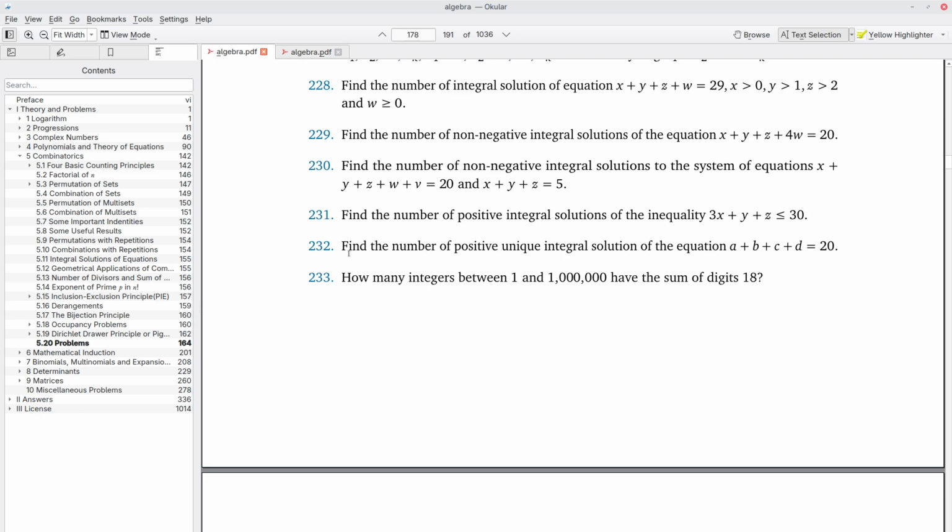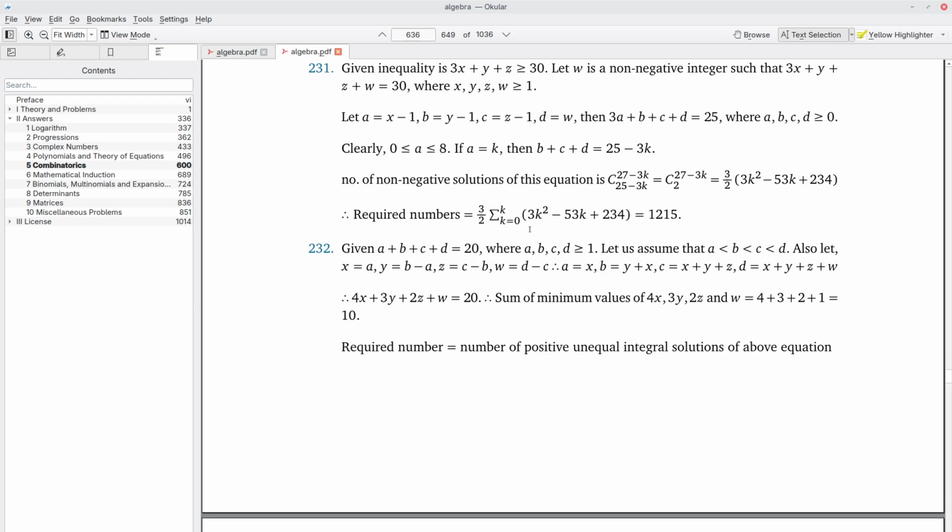Question 232 says: find the number of positive unequal integral solutions of the equation a + b + c + d = 20. So here a, b, c, d are greater than or equal to 1. We also assume a < b < c < d. So we write x = a, y = b - a, z = c - b, and w = d - c. So we get a = x, b = y + x, c = x + y + z, and d = x + y + z + w. So we get 4x + 3y + 2z + w = 20.